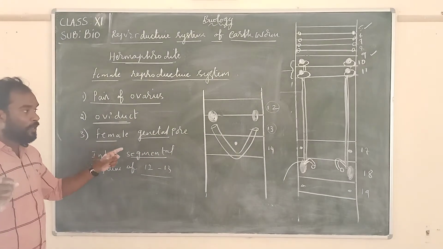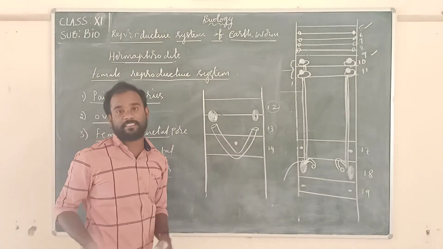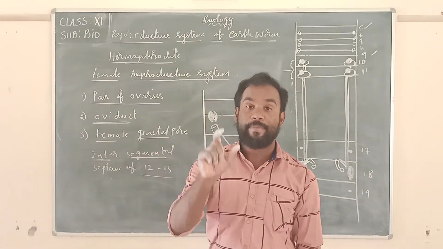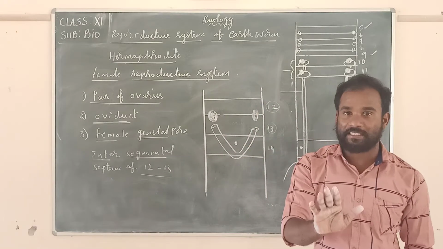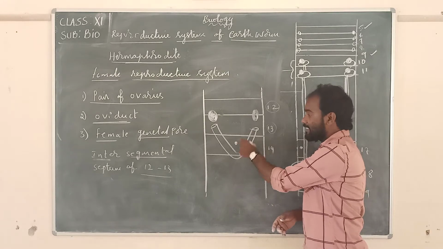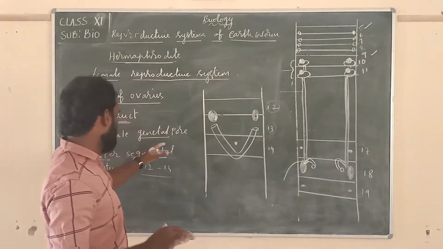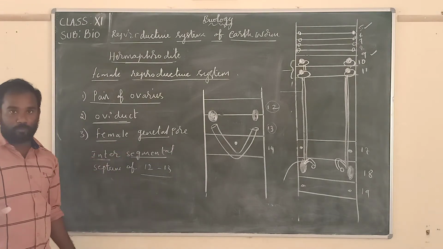Female genital pore is present in the mid-ventral region of the 14th segment. It is the correct word. Mid-ventral region of the 14th segment. That is in the 14th segment, at the ventral region and exactly at the center. Okay, there is a single female genital pore.